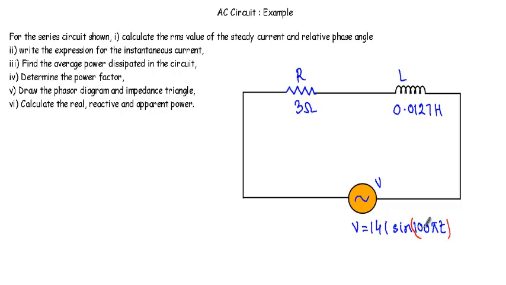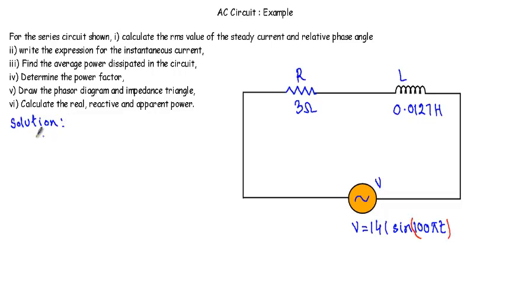For this series circuit, we have to calculate the RMS value of the steady current and relative phase angle. Number 2, write down the expression for the instantaneous current. Number 3, find the average power dissipated in the circuit. Number 4, determine the power factor. Number 5, draw the phasor diagram and impedance triangle. Number 6, calculate the real, reactive and apparent power. Now let me proceed with the solution of the circuit.